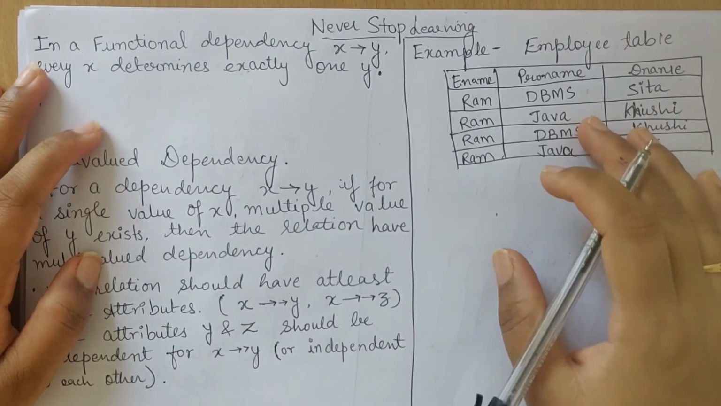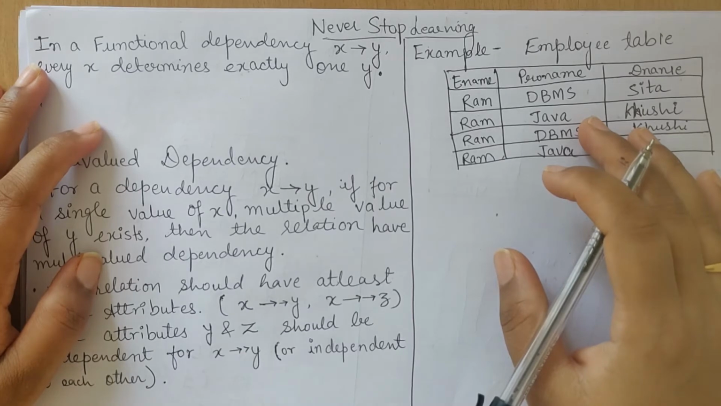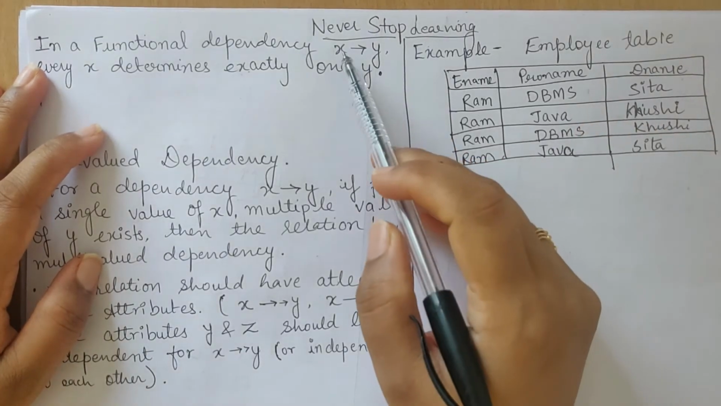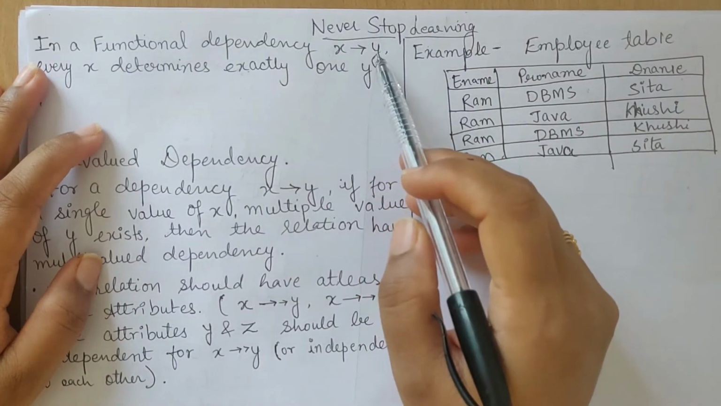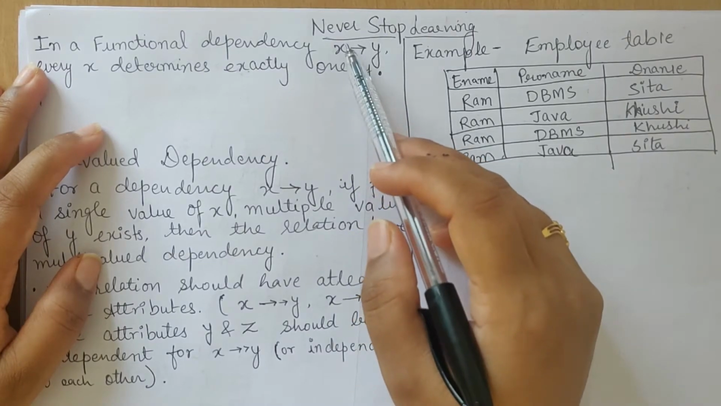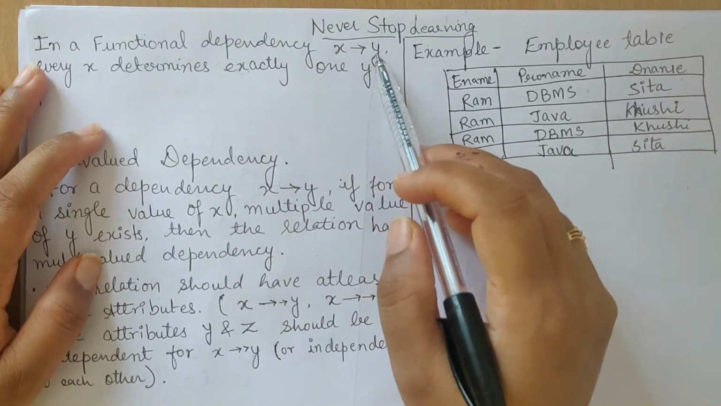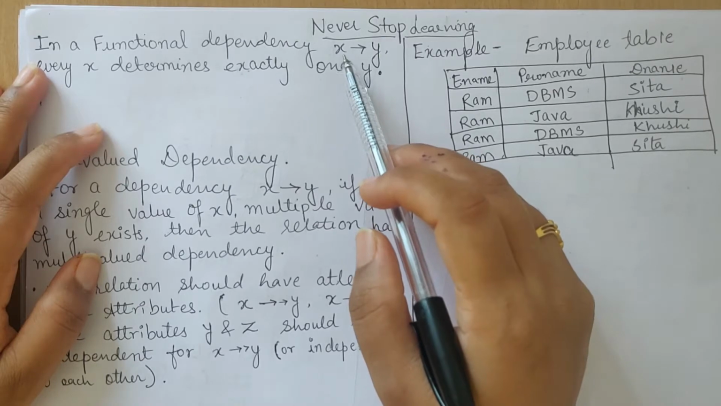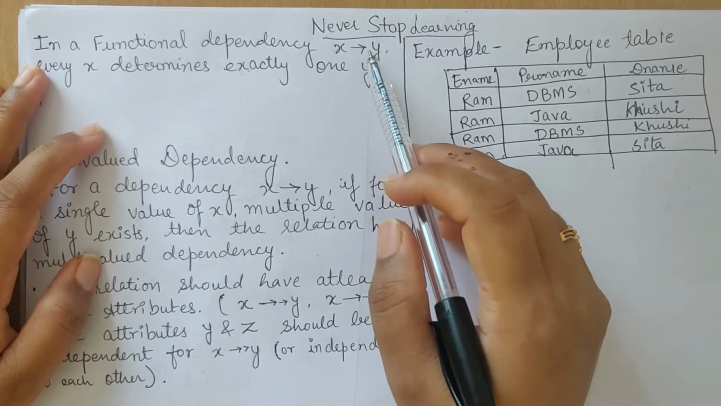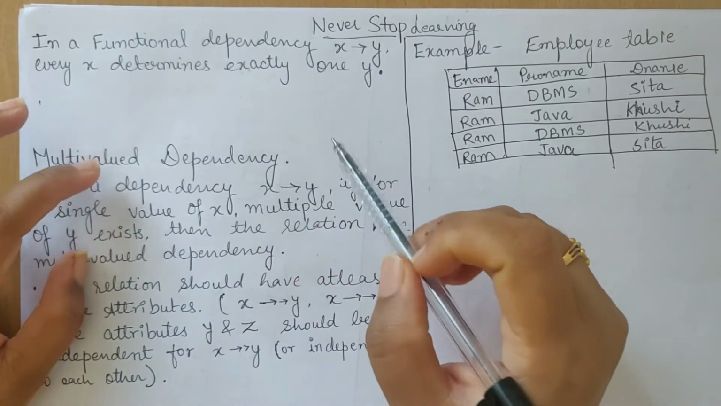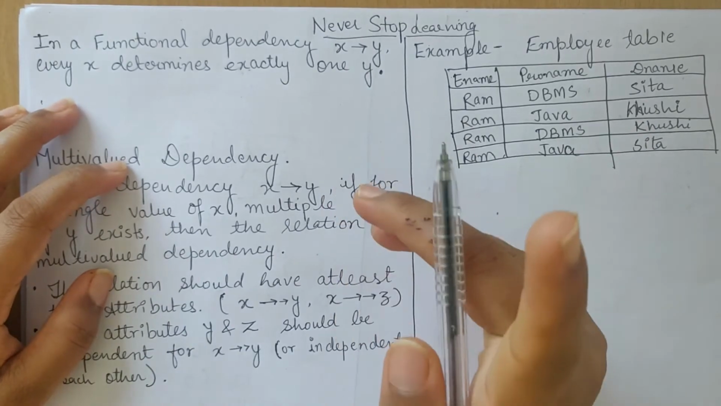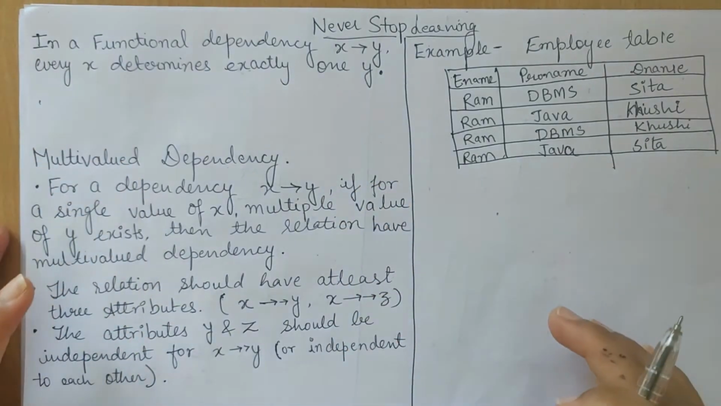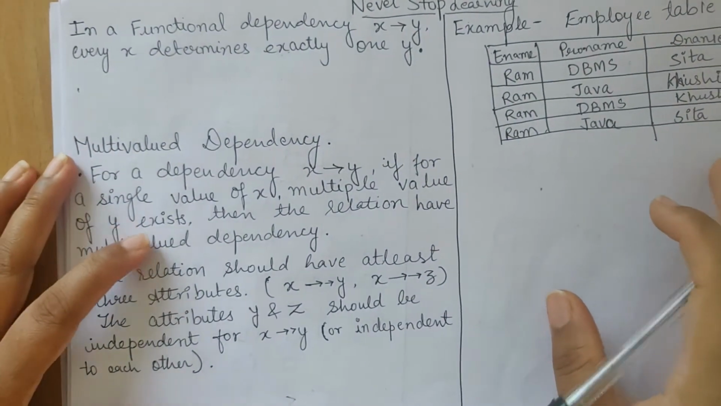So in a functional dependency, up till now we know that if there is a functional dependency from X to Y, that means X is the determinant and Y is the dependent, and I am saying X determines Y. For every X, it determines exactly one value of Y. That is what functional dependency actually does.